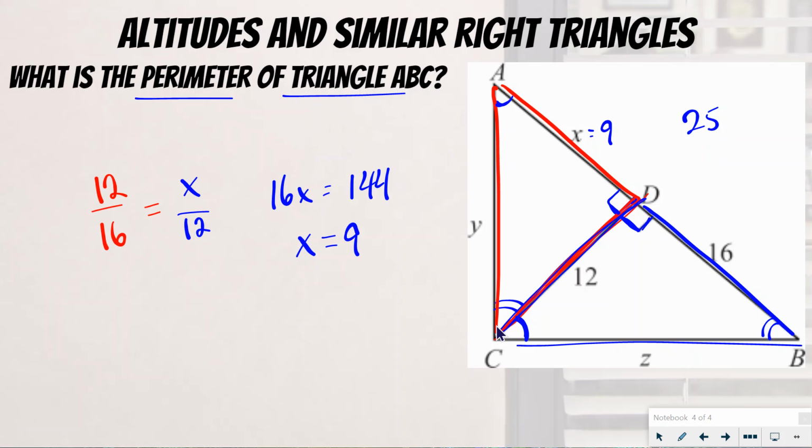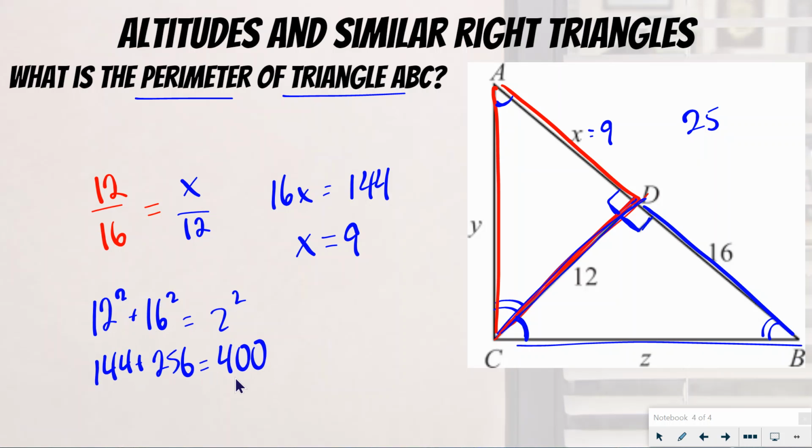I can use Pythagorean theorem on both of those. So I'm going to use 12 squared plus 16 squared to find z. This right triangle, I have the 2 legs, so now I can just find that third side by using these two. 144 plus 256 is 400. And the square root of 400 would give me z, so that's 20.